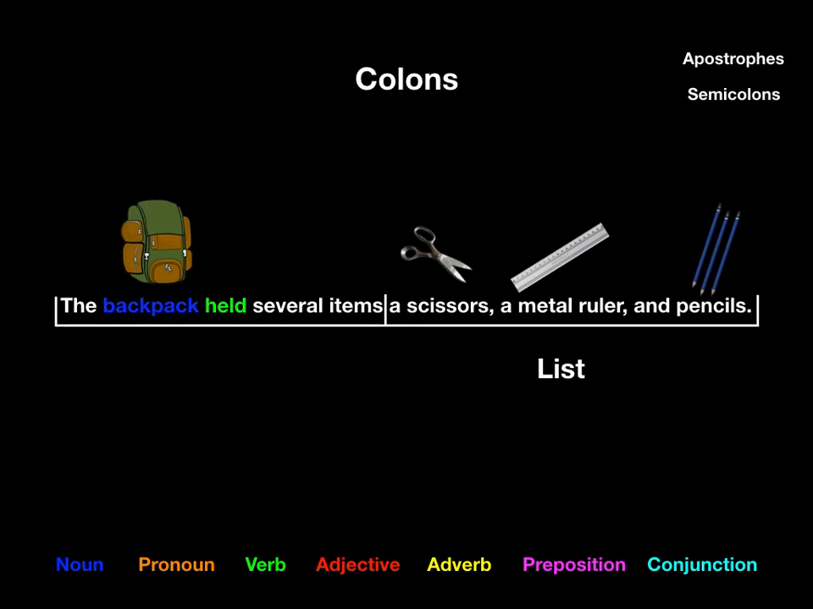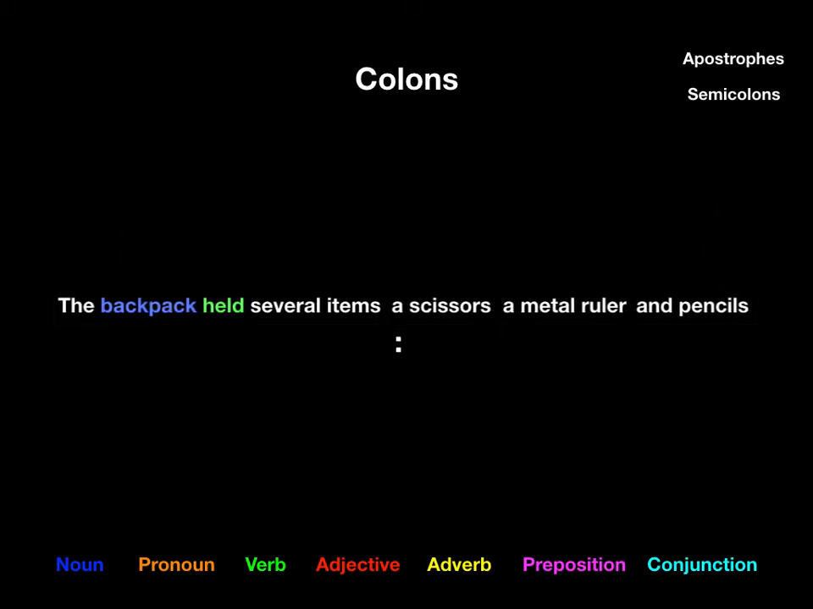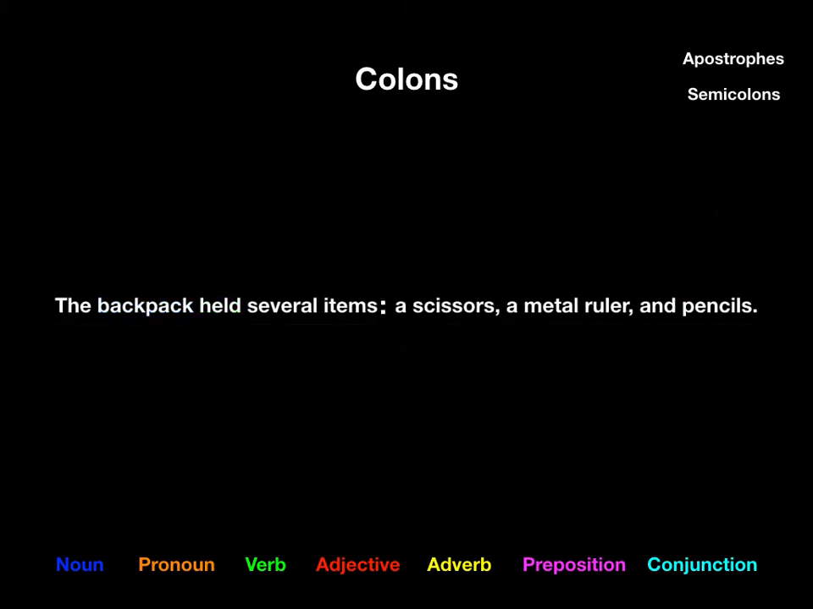This portion of the sentence possesses a subject and a verb. We now need to ascertain whether it possesses a complete thought. The backpack held several items. This portion of the example possesses a complete thought and therefore represents a sentence. Since we have a complete sentence before our list, we can insert a colon before our list. The backpack held several items: a scissors, a metal ruler, and pencils.